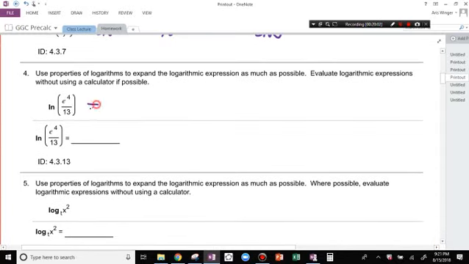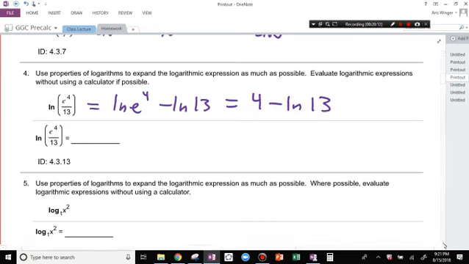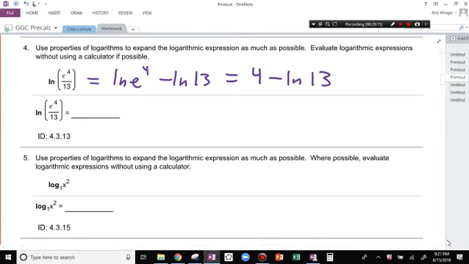So this is division: the natural log of e to the fourth minus the natural log of 13. Natural log of e to the fourth is 4. All powers come in front. 2 log base t of x.